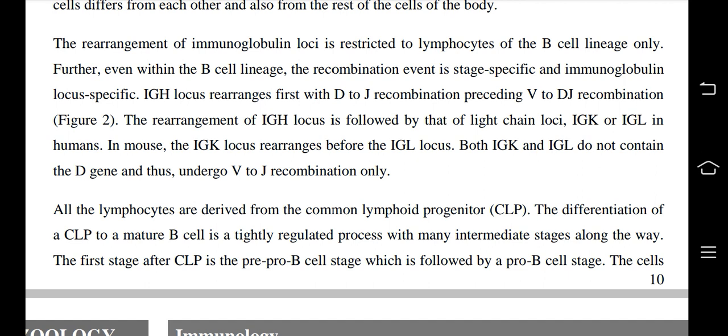All the lymphocytes are derived from the common lymphoid progenitor, CLP. The differentiation of a CLP to a mature B cell is a tightly regulated process with many intermediate stages along the way. The first stage after CLP is the pro B cell stage, which is followed by the pre B cell stage.